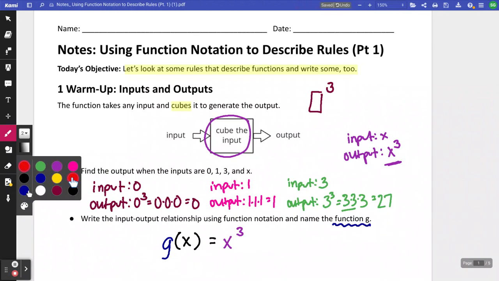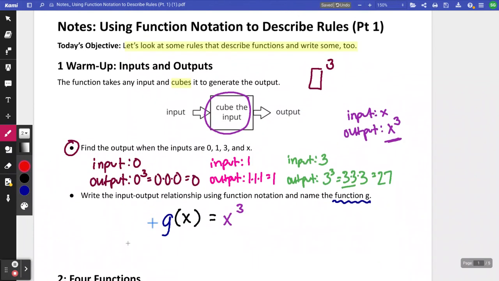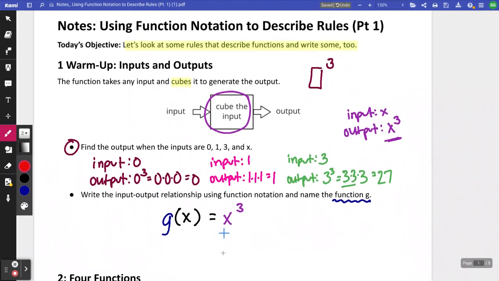I'm going to put some notes with this just as a reminder. If it's been a minute since you watched that function notation video, or if you missed class when we talked about function notation, I would definitely put this down in your notes. This part here is always the name of the function. So they told us this function is going to be named g.